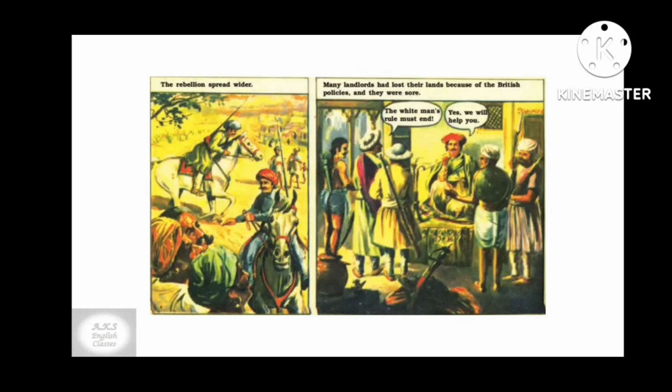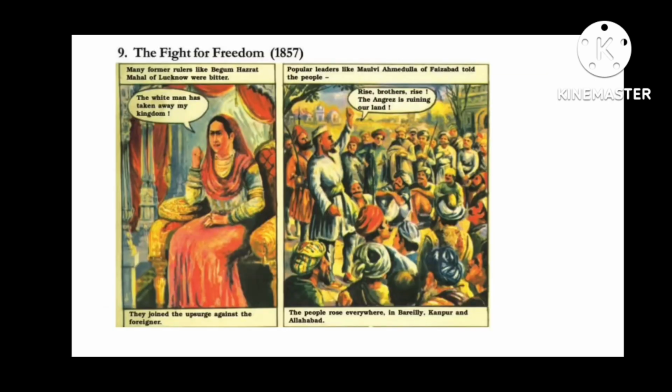The rebellion spread wider. Many landlords had lost their lands because of the British policies, and they were sore. "The white men's rule must end." "Yes, we will help you." So starting from the soldiers, it went towards Delhi, and many landlords who had lost their land because of British rules also wanted to revolt, and they contributed. The fight of freedom, 1857, and hence started the first struggle of freedom.